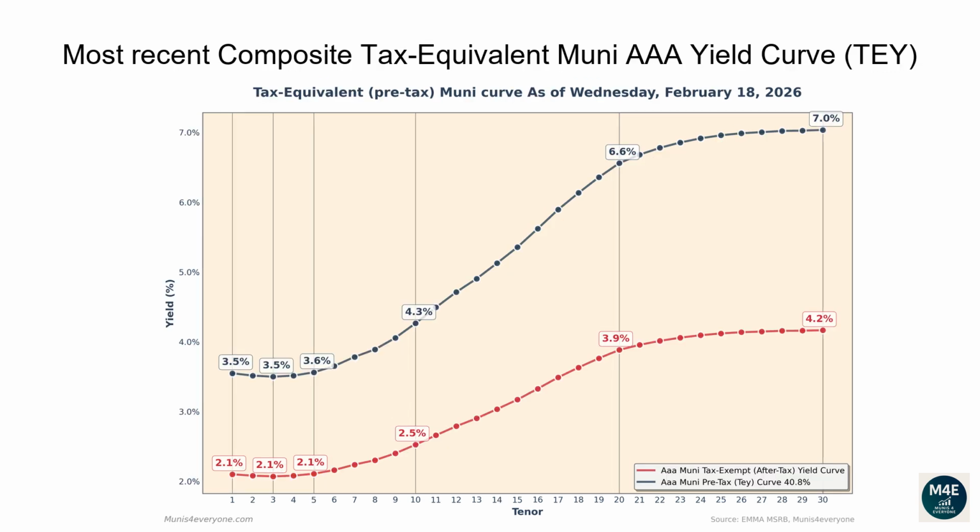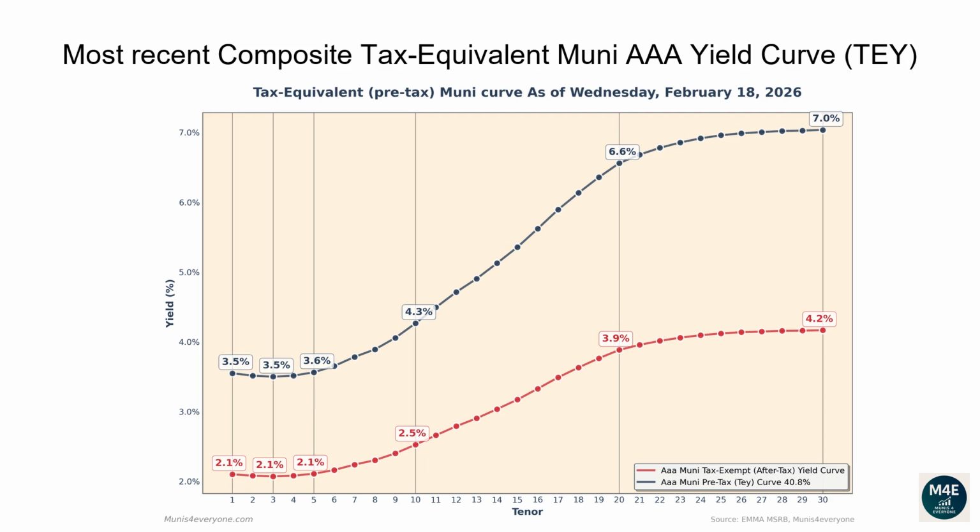Let's now go over the most recent composite tax-equivalent Muni AAA yield curve. The following graph shows, in red, the tax-exempt after-tax Muni yield curve, versus in blue its tax-equivalent pre-tax version assuming a 40.8% top tax bracket, as of February 18, 2026. Why would you care to see the tax-equivalent version of the Muni yield curve? More on this later. Let's first go over the pre-tax, aka tax-equivalent yield curve.